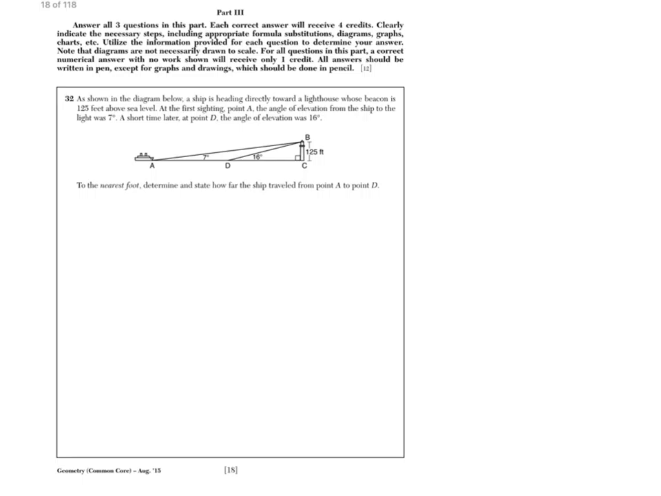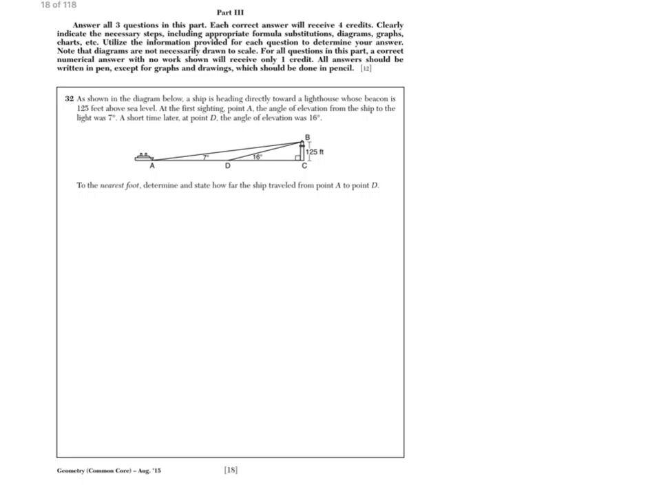For all questions in this part, a correct numerical answer with no work shown will only receive 1 credit. All answers should be written in pen except for graphs and drawings, which should be done in pencil. This is for a total of 12 points.